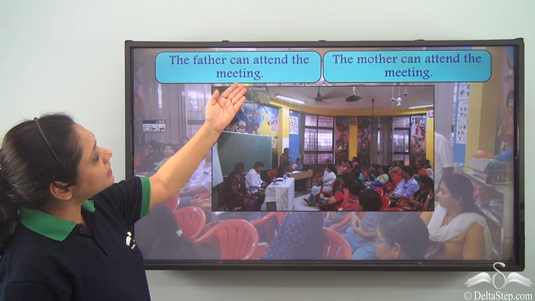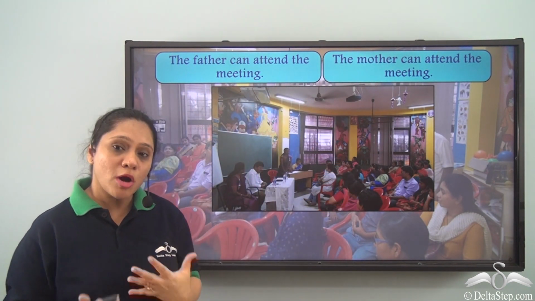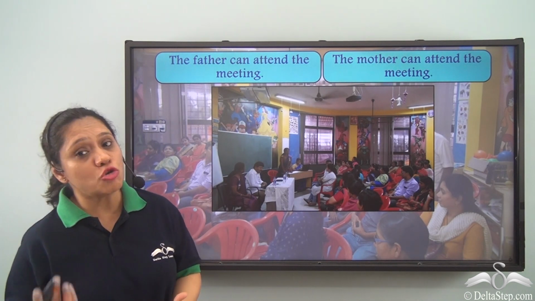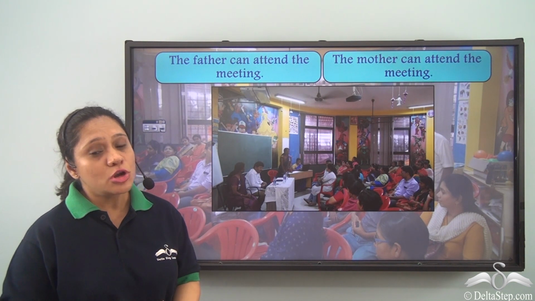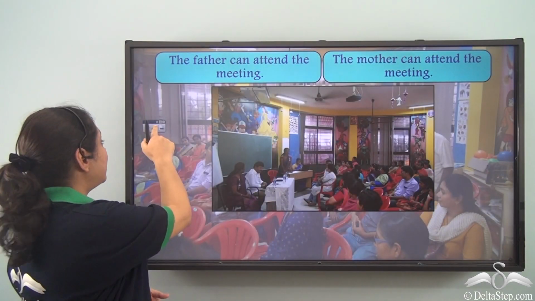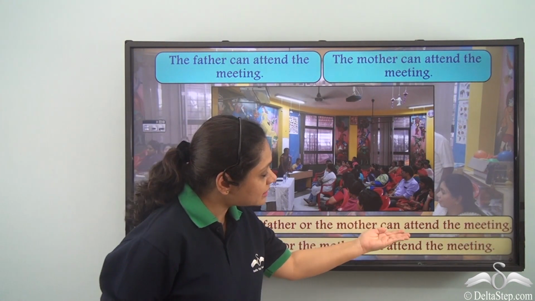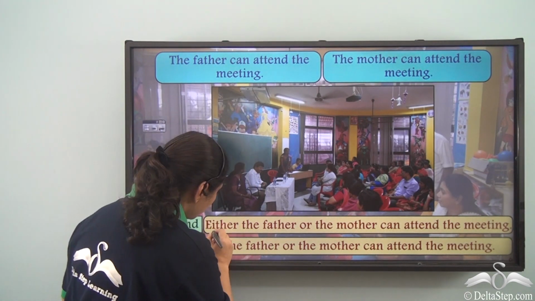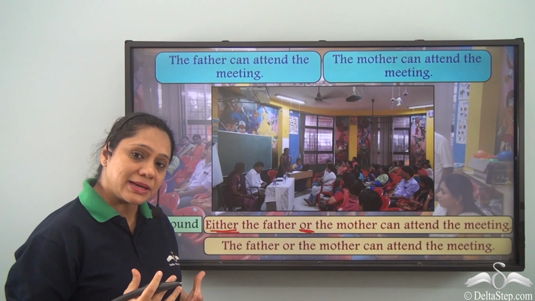The father can attend the meeting. The mother can attend the meeting. Now both these sentences give us two options and any one of these options can be true. So how do we join the two simple sentences? We can join them and write as, either the father or the mother can attend the meeting. So we have used the conjunction either or to join both the simple sentences.